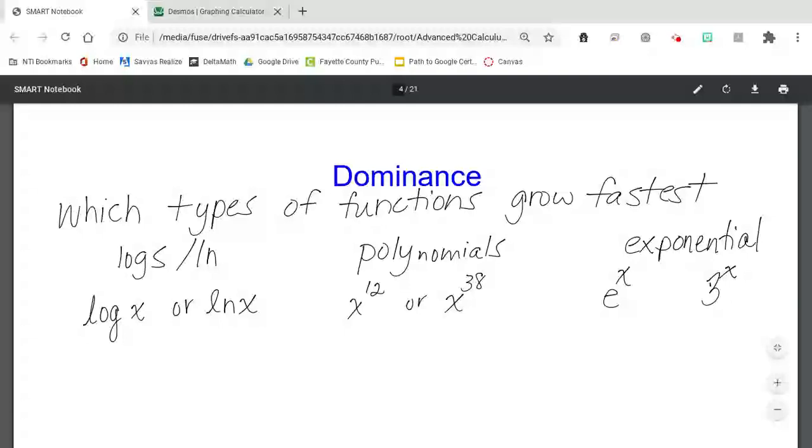If the denominator is growing faster, then the limit as x approaches either positive or negative infinity of a function is going to be 0, which is really nice because it's super straightforward.